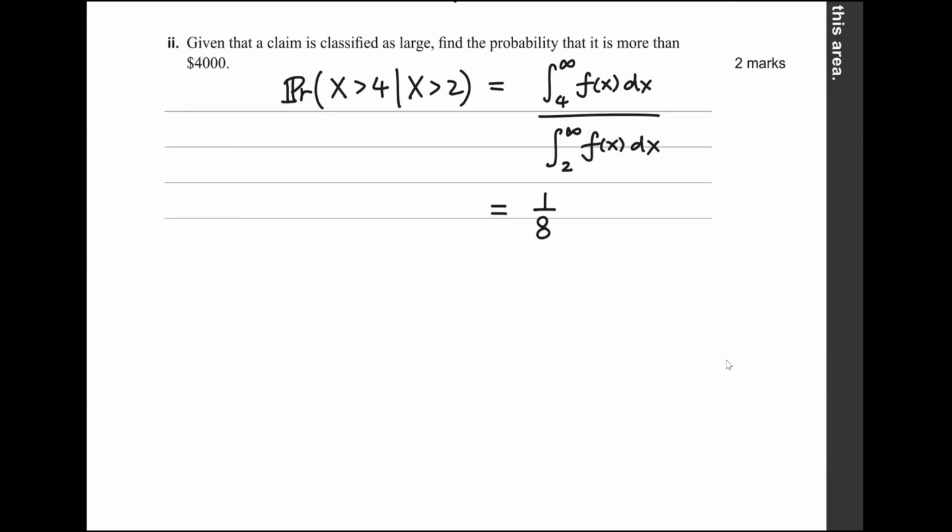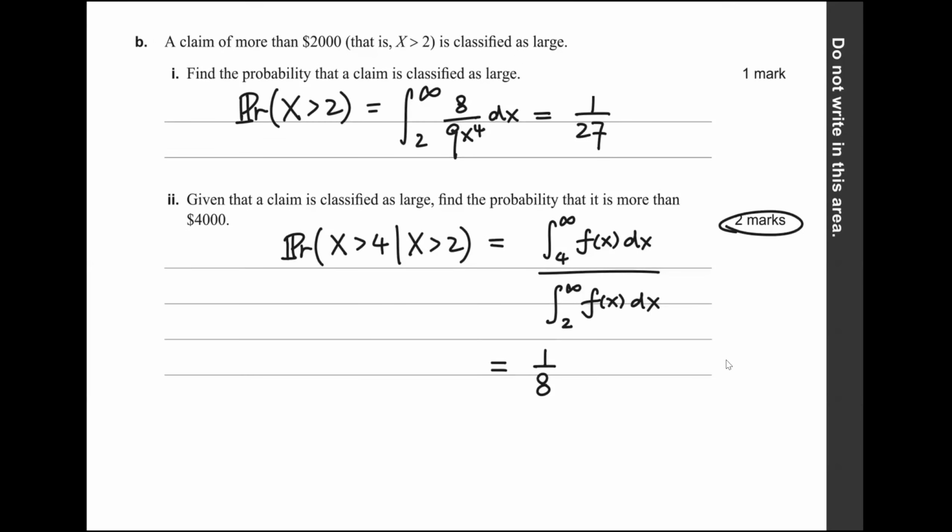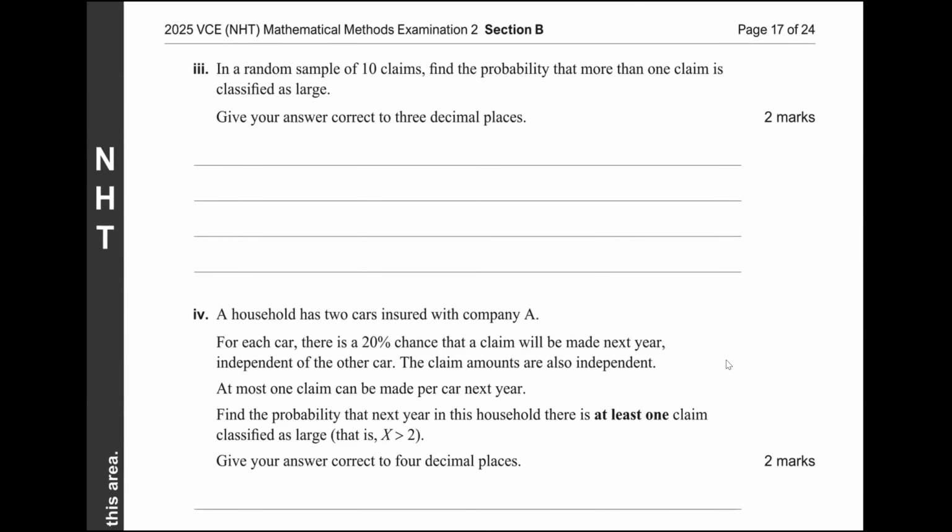1 on 8. And you can see this is 2 marks, so show some working. In a random sample of 10 claims, find the probability that more than one claim is classified as large. So it could be either large or not. Large has a probability of 1 out of 27, and this is 26 out of 27.